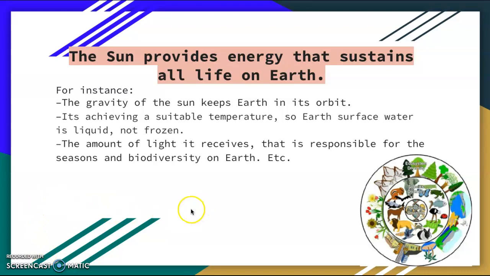The sun provides the energy to sustain all life on Earth. For instance, the gravity of the sun keeps Earth in its orbit. It achieves a suitable temperature, so Earth's surface water is liquid, not frozen. The amount of light received is responsible for the seasons and the biodiversity on Earth.